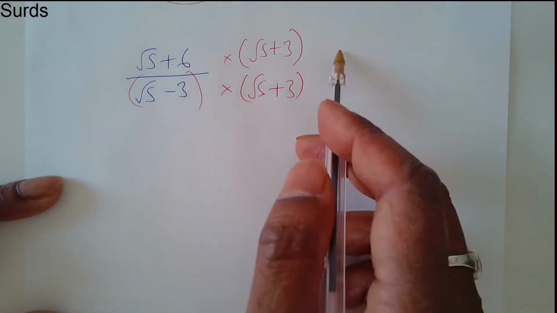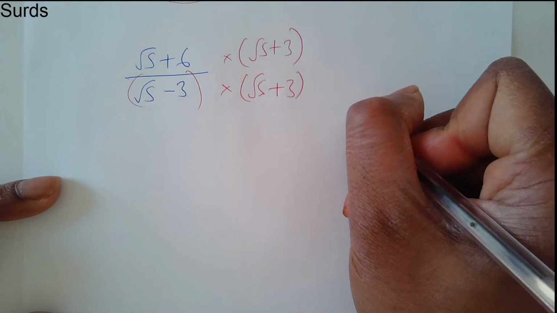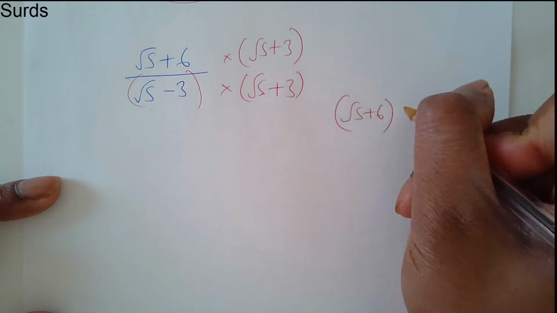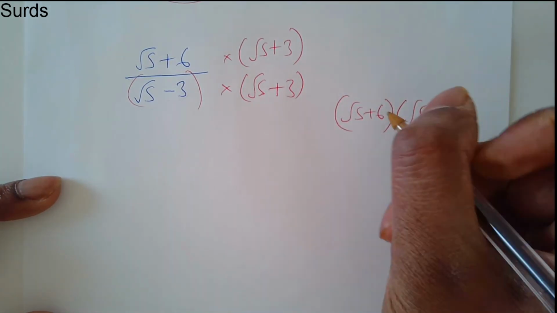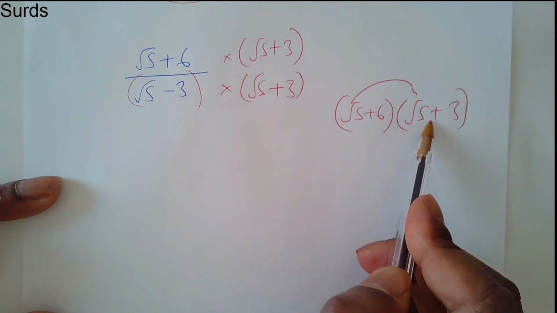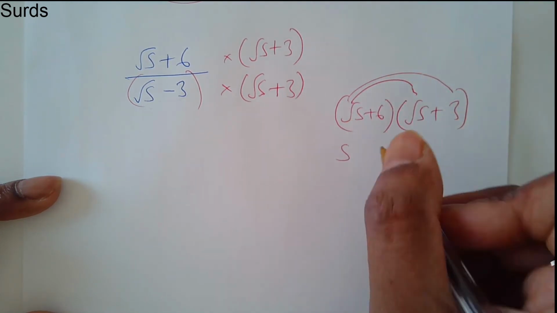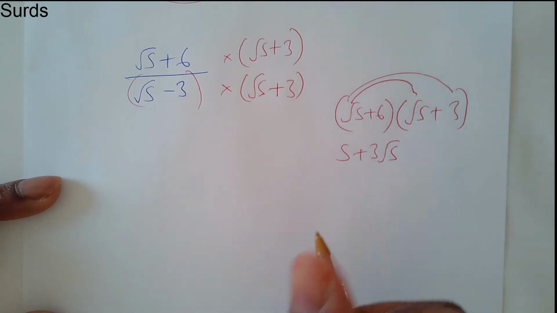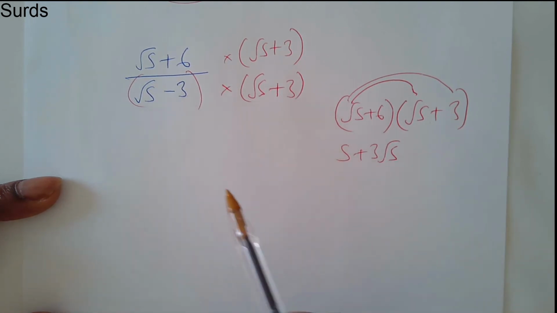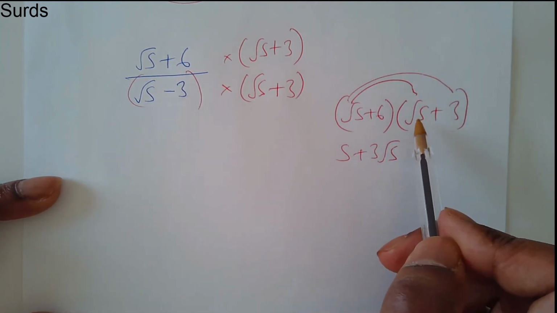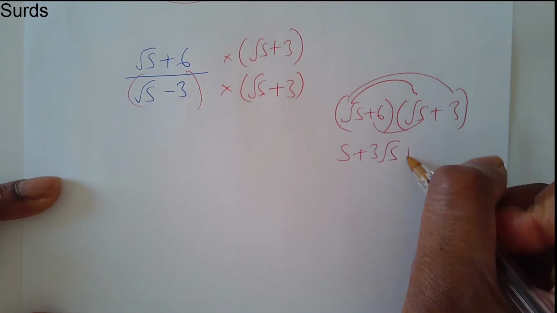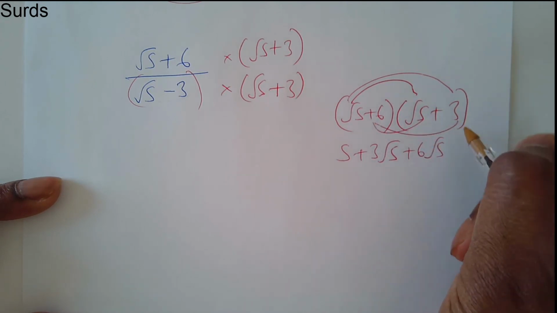Let's deal with the top one first. Do it here. Root 5 times root 5 is just 5. 3 times root 5 is 3 root 5. So when it's all positives, it's quite safe. But when you've got negatives, you have to be extra careful. 6 times root 5 is 6 root 5. And then 6 times 3 is 18.